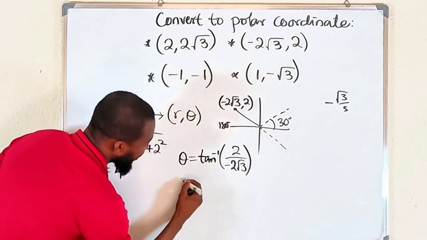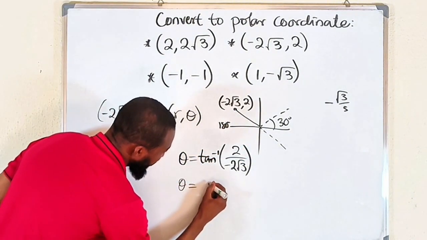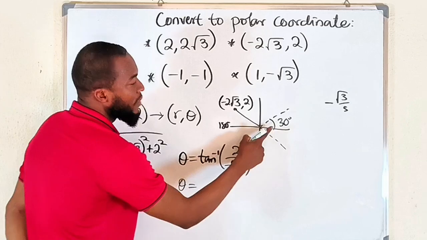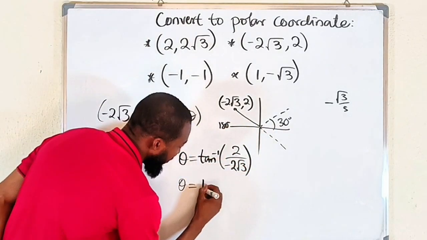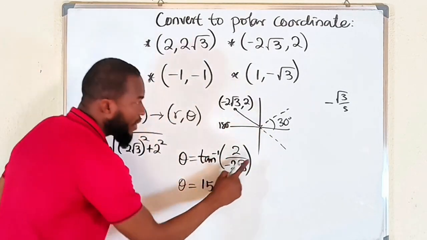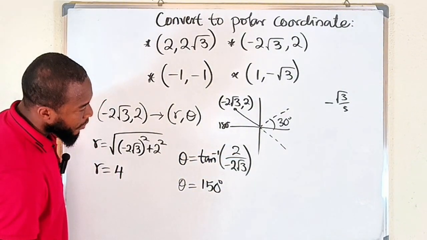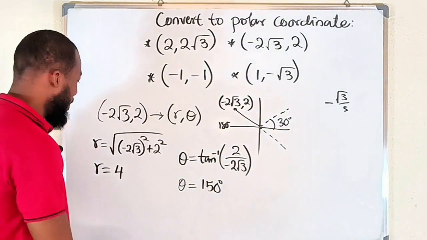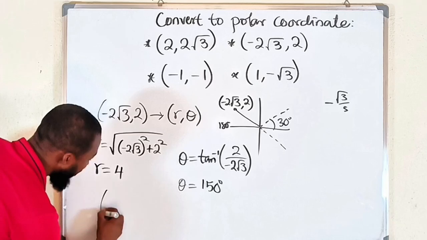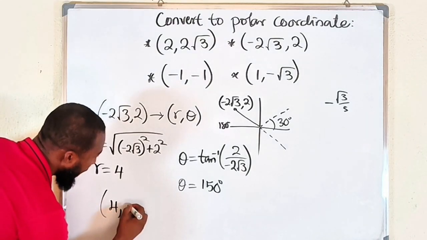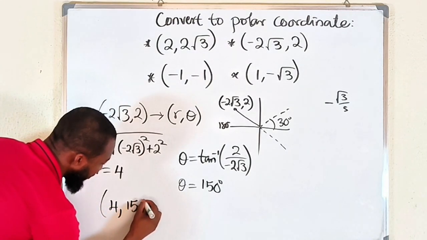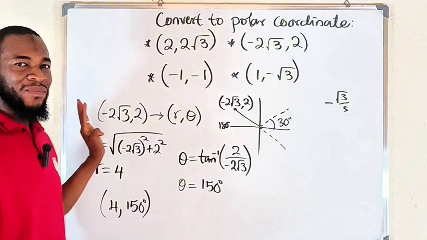So therefore, this is going to be 150, right? 150 degrees. The moment you subtract 30 from 180, you're going to get 150. Yeah, definitely. Therefore, we have our coordinate to be 4, 150 degrees. And that is it.